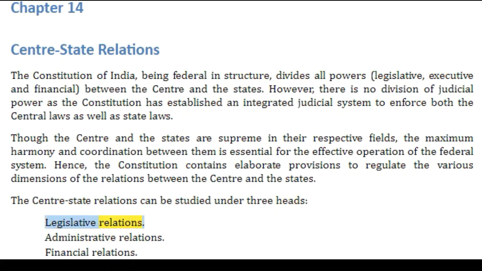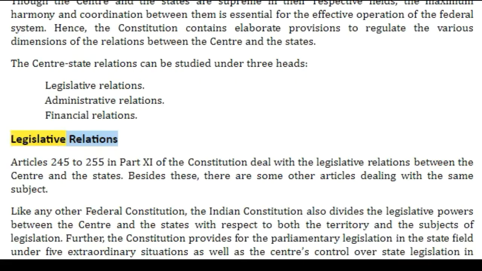Legislative relations, administrative relations, financial relations. Legislative relations. Articles 245 to 255 in Part 11 of the Constitution deal with the legislative relations between the center and the states. Besides these, there are some other articles dealing with the same subject.